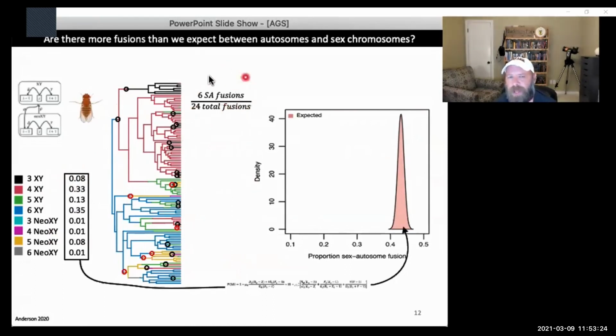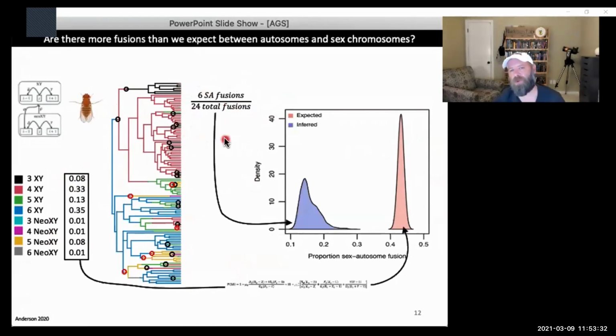And so that allows us to calculate this actual proportion that we observe in this clade. And we can generate a distribution. Now, both of these are distributions, not single values, because there's uncertainty in this reconstruction. So we actually don't use just a single reconstruction.